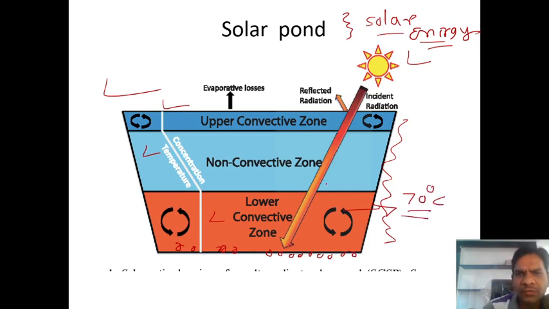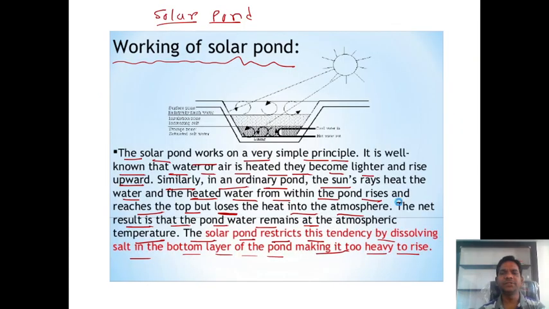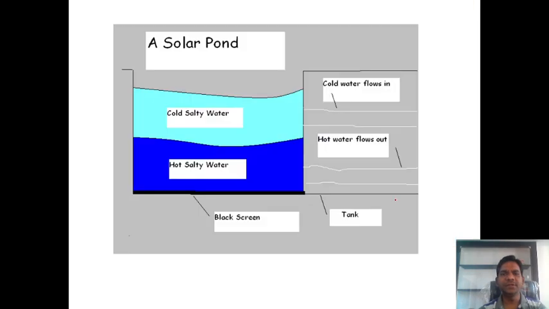Inside it, salt is continuously added. Because of adding the salt, the water does not rise in the upward direction. Why does it not rise? Because the water becomes very heavy, due to the addition of the salt, and we trap this energy at the bottom of the solar pond. Okay, so this is the simple application, this is the simple use.